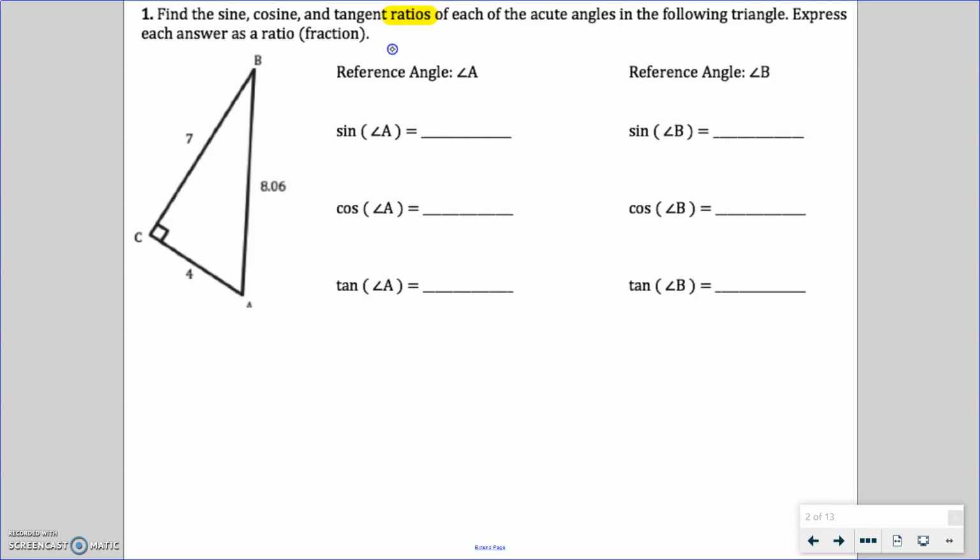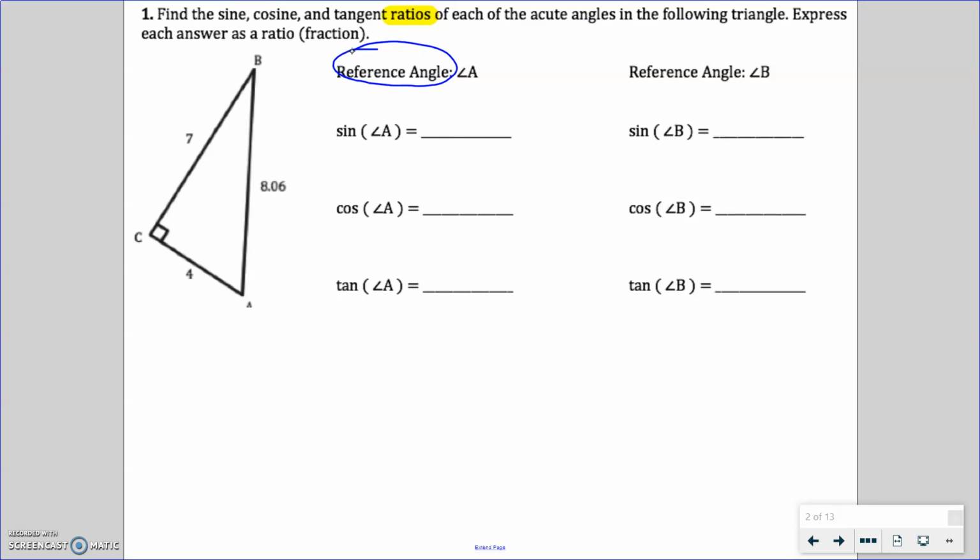So here's a new vocabulary term. It's called a reference angle. The reference angle means the angle that we're talking about, because based on which angle we're working with, O, H, and A could be different. I mean, technically the H stays the same, but let's do an example together to show you what I mean.